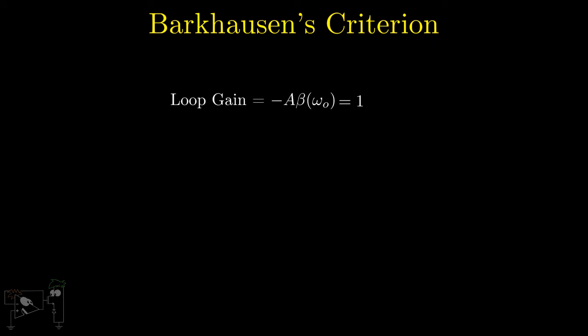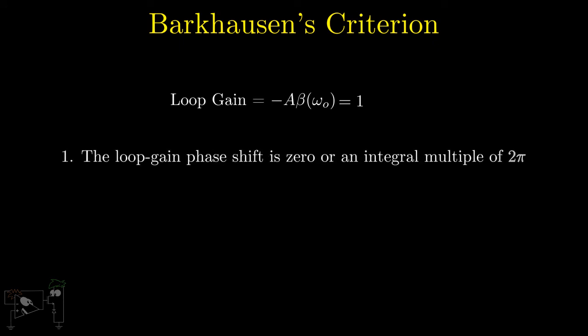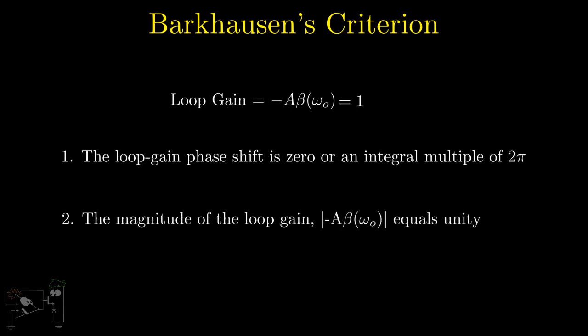This can be broken down into two conditions. The loop gain phase shift should be 0 or some integral multiple of 2 pi. The second condition is that the magnitude of the loop gain has to be unity, that is, 1. The first condition is used to build the feedback network for obtaining oscillations of a particular frequency. The second condition provides the minimum amplifier gain for sustained oscillations.